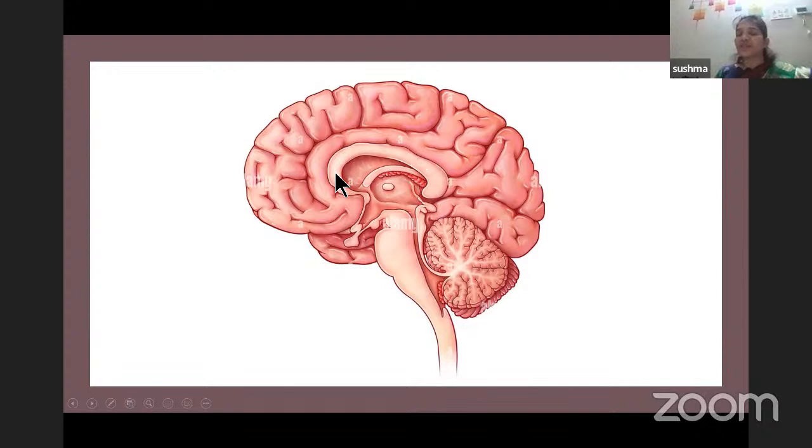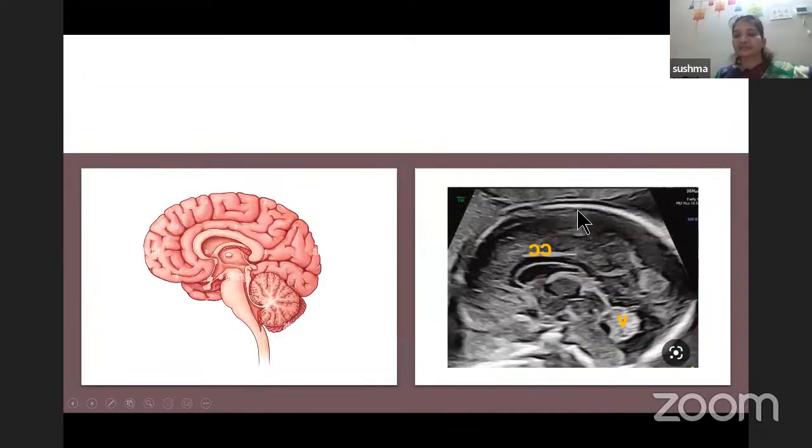To diagnose agenesis of corpus callosum directly, we have to do a mid-sagittal section in the fetus, and that looks like this. This is the mid-sagittal section that we have got ultrasonologically. This here is the corpus callosum, and this part is the vermis. These are the two midline structures that we have to look at. In a regular anomaly scan, we do not take this plane.